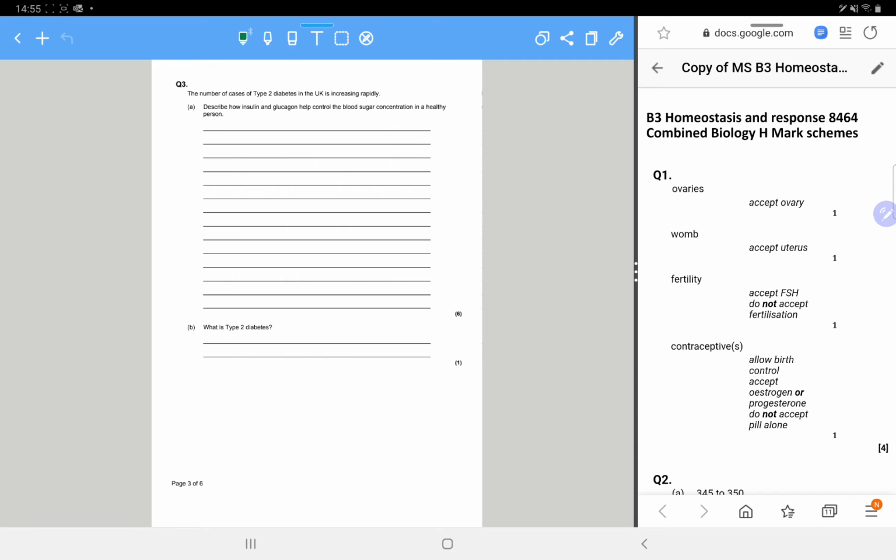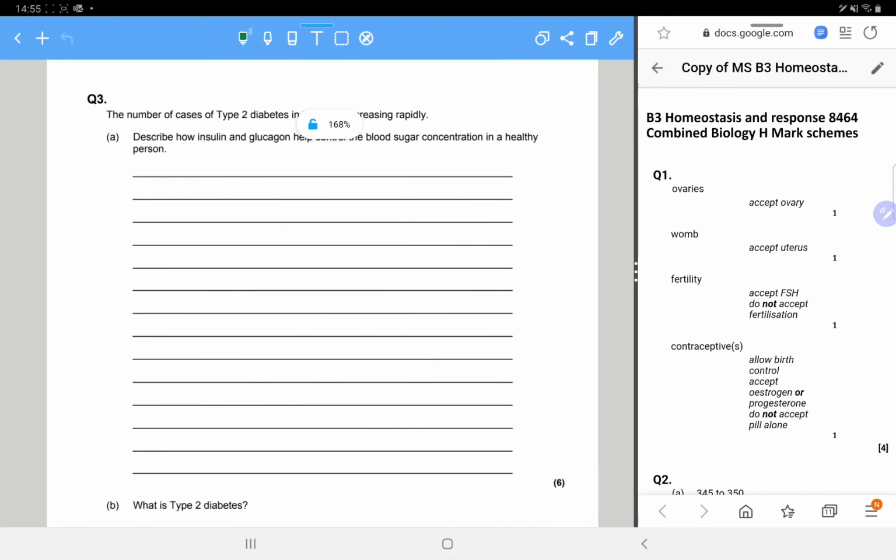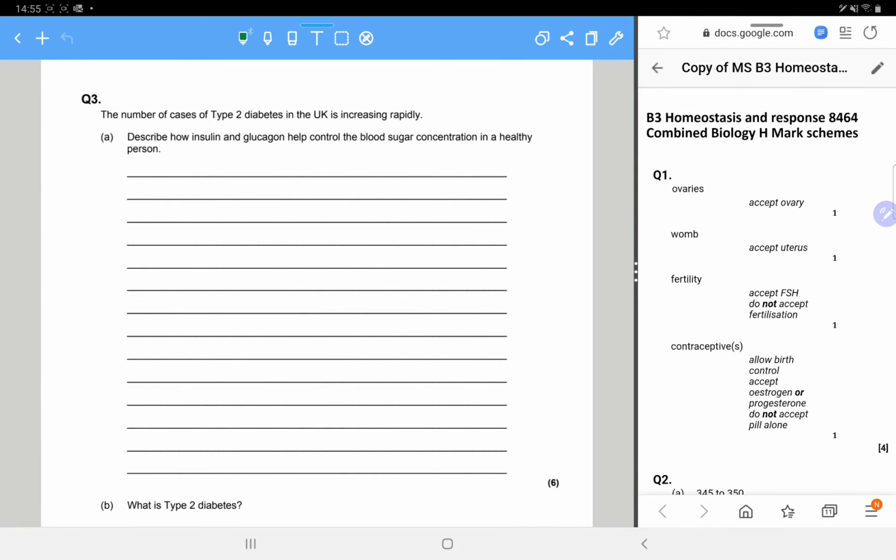Question 3. The number of cases of type 2 diabetes in the UK is increasing rapidly. Describe how insulin and glucagon help control the blood sugar concentration in a healthy person. I've also covered that in another video, which is attached to this task, so you can find the answer to that one.